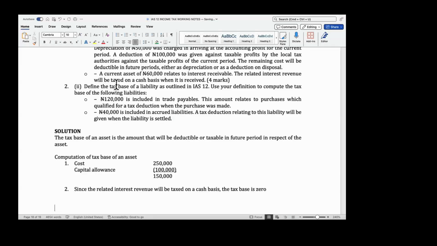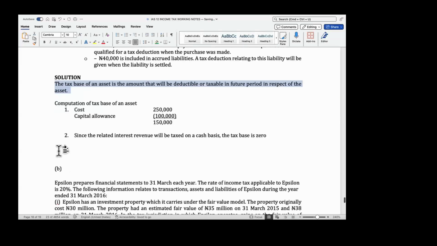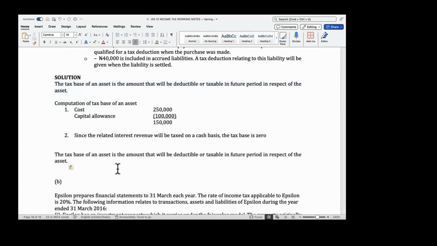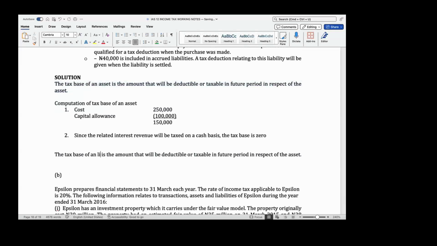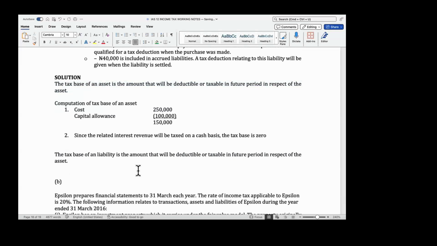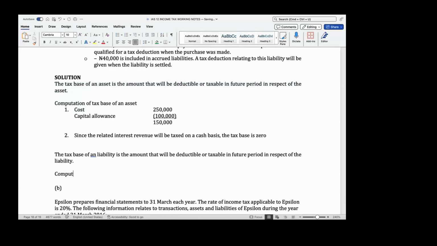Then the second part of the question says you should deduct the tax base of a liability. I will define it the same way. So the tax base of a liability is the amount deductible or taxable in the future period in respect of the liability. So we're now asked to do computation of tax base of a liability.